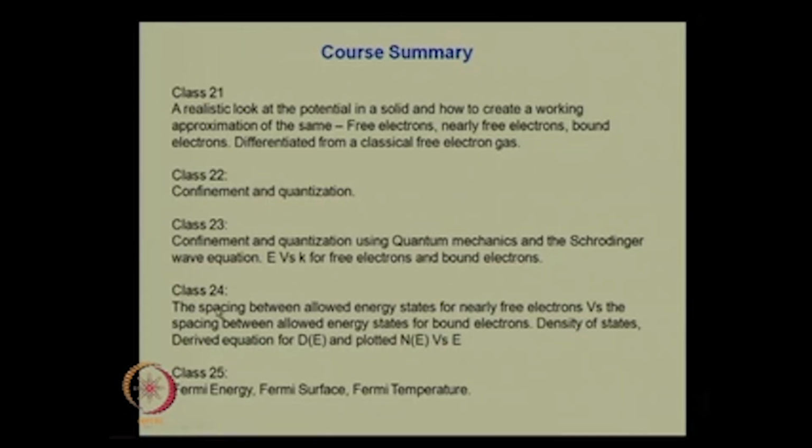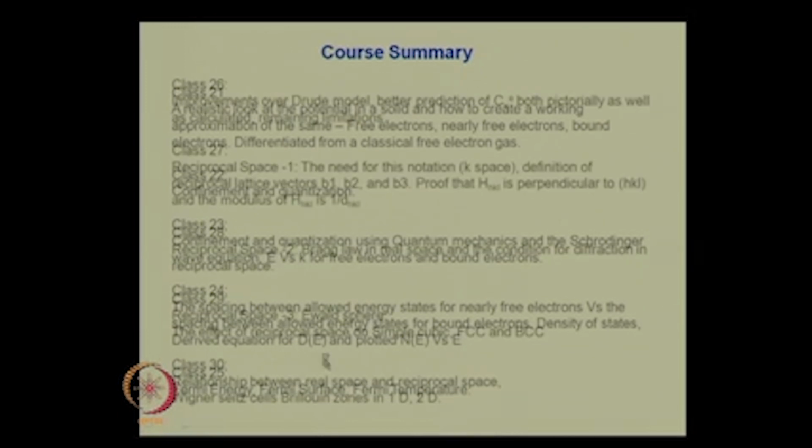Okay, and we also found that there was a spacing between allowed energy states for the nearly free electrons, and we compared it with the spacing between allowed energy states for bound electrons. We calculated density of states and derived the equation of density of allowed states as a function of energy and the density of occupied states versus energy, and this is what really enables us to quantify the electronic contribution to specific heat. In this context we also looked at important concepts such as Fermi energy, Fermi surface and Fermi temperature, and we looked at their significance in terms of the properties of those materials.